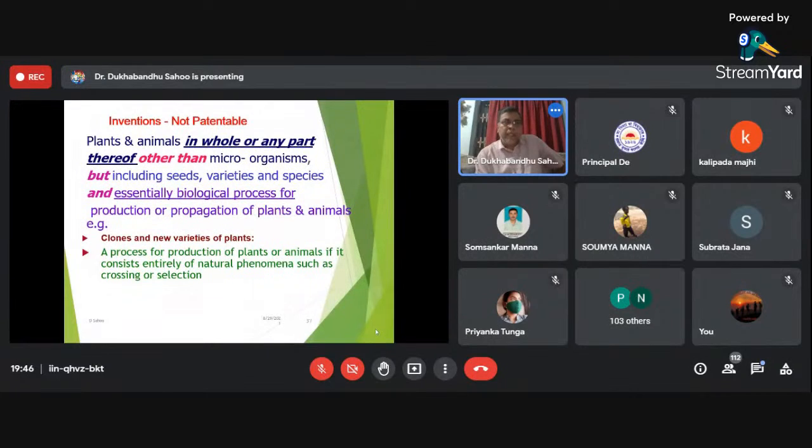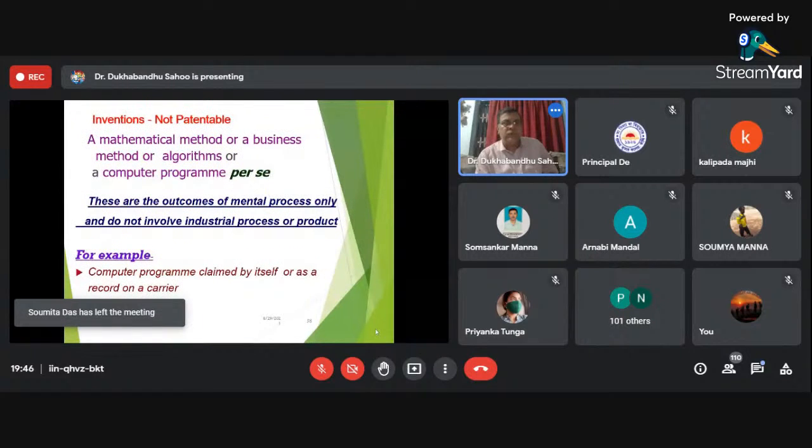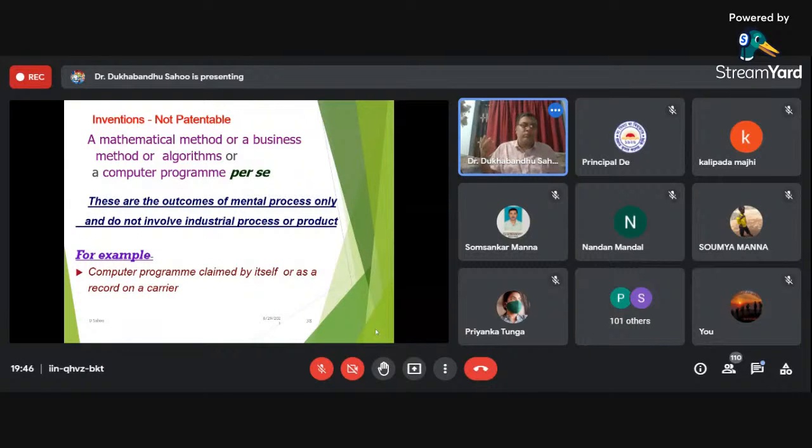Plants and animals in whole or part, or the form of microorganisms, including seeds, varieties and other species, and essentially biological processes for the production or preparation of plants and animals. Clones and new varieties of these cannot be patented. Similarly, a new mathematical method, a business method or an algorithm. Let's say you have a business plan and you executed it; you cannot say that others cannot execute such a business.